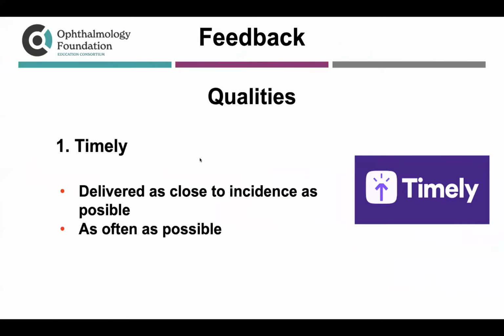What are the qualities of good feedback? Let us discuss these different qualities. The first quality is the feedback must be provided in a timely manner. It should be delivered as close to incidents as possible, and it should be delivered as often as possible. We should not wait for the end of term to give feedback. And it is very important that if you deliver it in a timely manner, both the person providing feedback and the receiver will be able to recall exactly the incidents or the behavior and will be able to relate what improvement or what they did wrong or right, and how they have to modify their behavior.